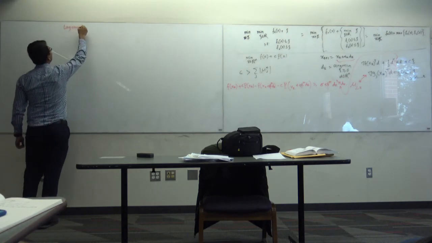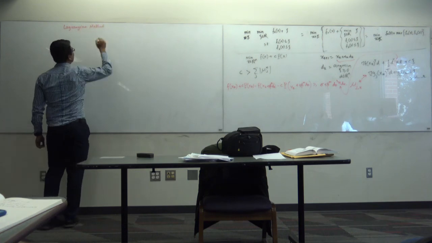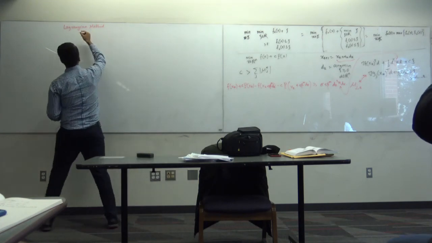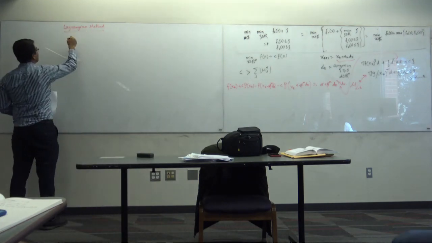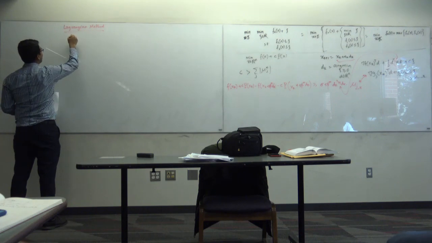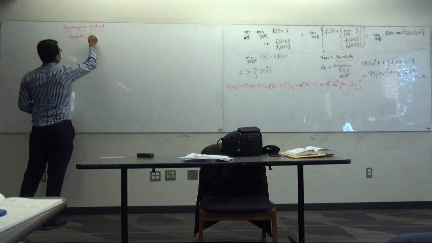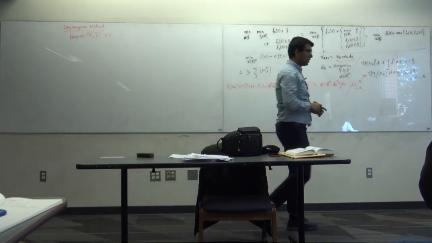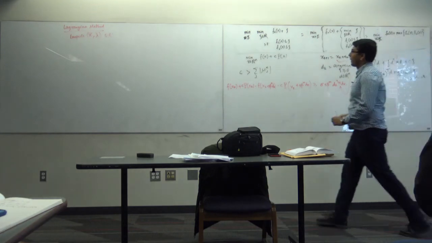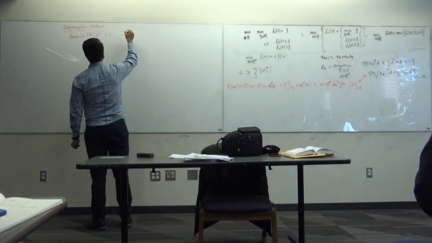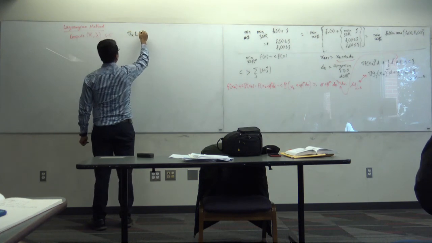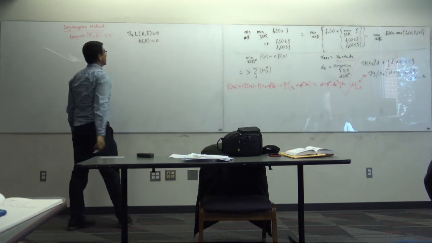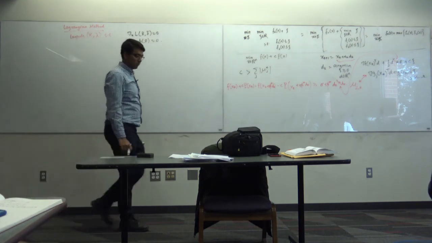Lagrangian method and primal dual interior point method. Let me just do the Lagrangian method. So I want to find or compute x bar and lambda bar such that the gradient with respect to x of L at x bar, lambda bar equals 0, and h(x bar) equals 0. Okay, that's our goal.